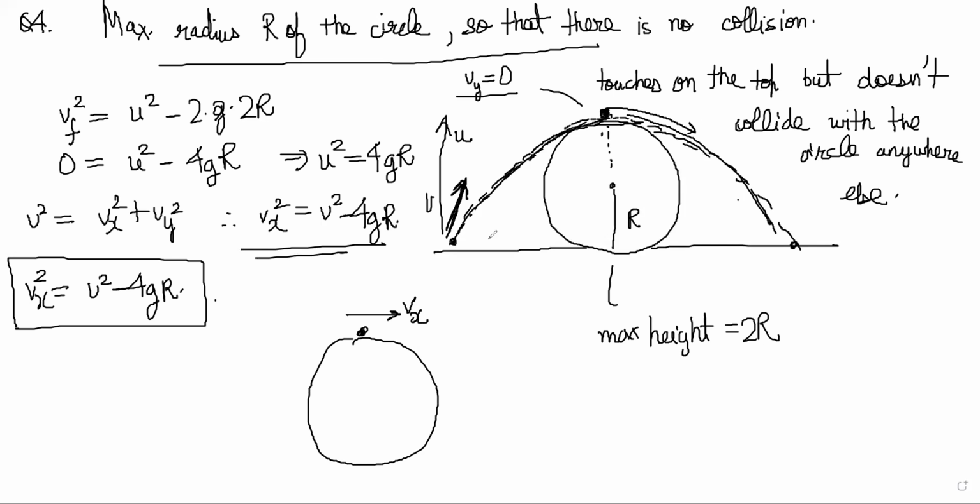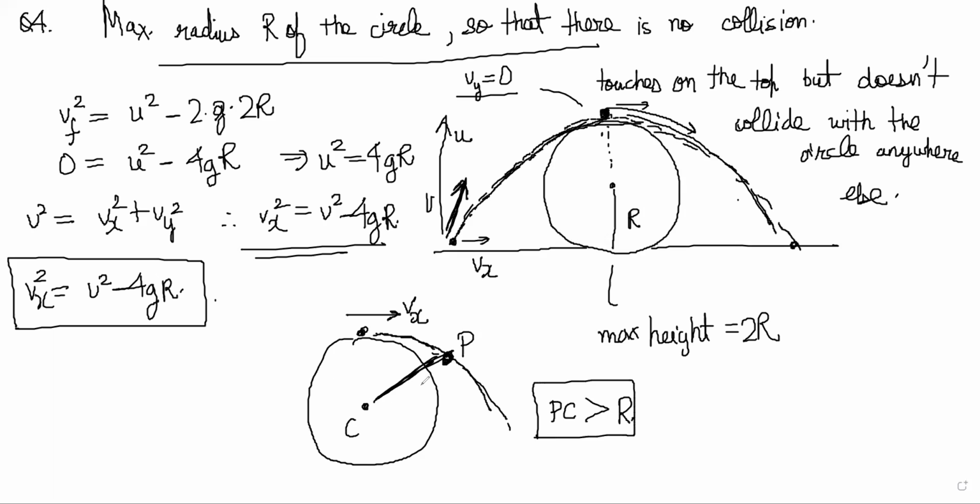That horizontal velocity remains constant. Initial horizontal is same as this horizontal. It has vertical velocity 0, and now it is going ahead. So we have to ensure that it doesn't collide with the circle. If it doesn't collide, the distance of the particle at any time t must be greater than r, right? The distance PC must be greater than the radius of the circle for no collision. Then only it doesn't collide.